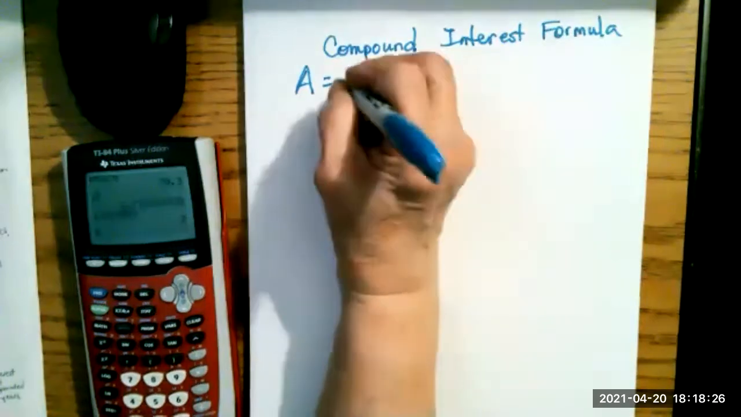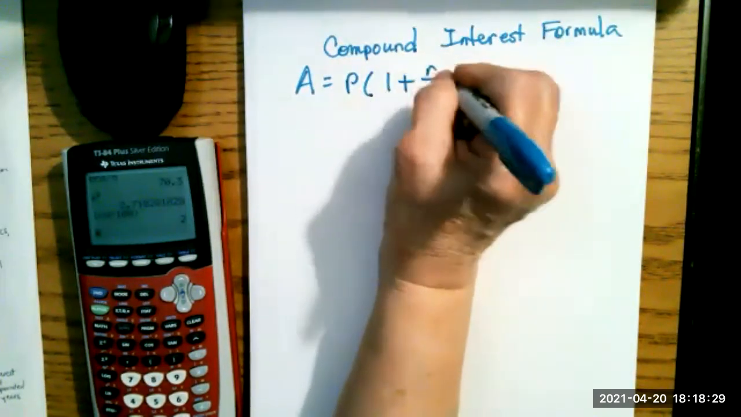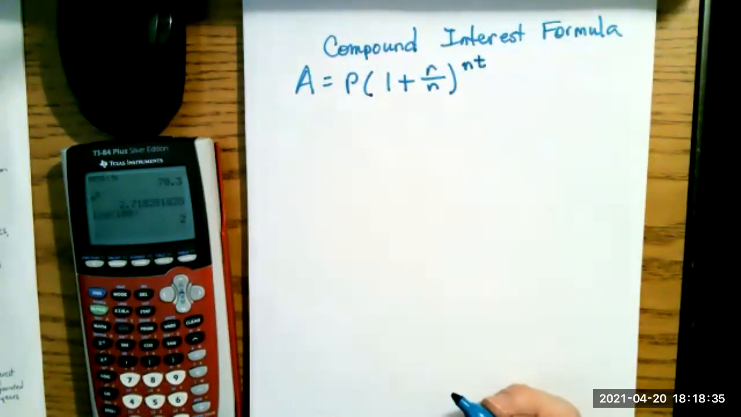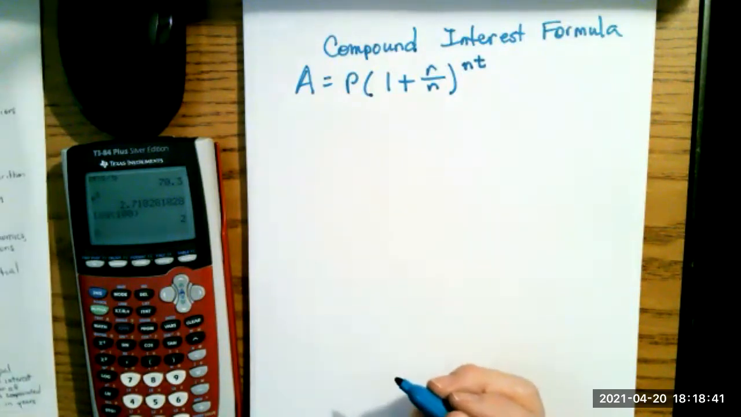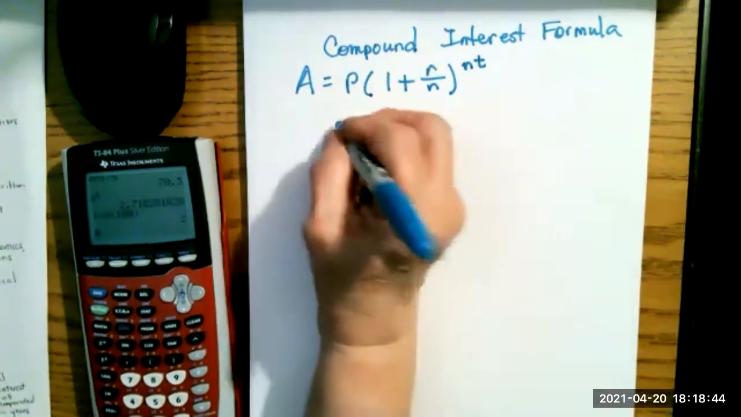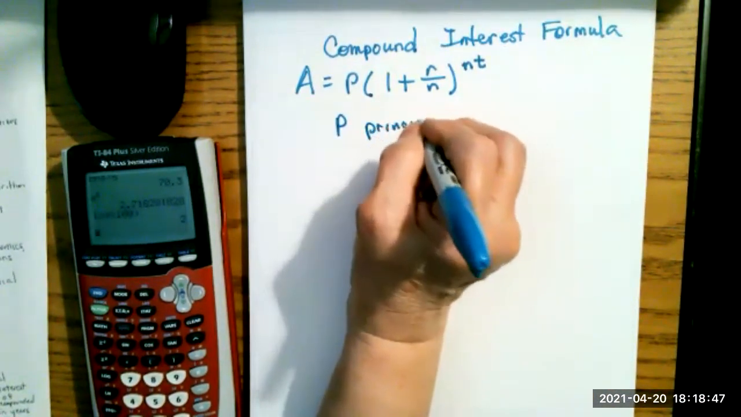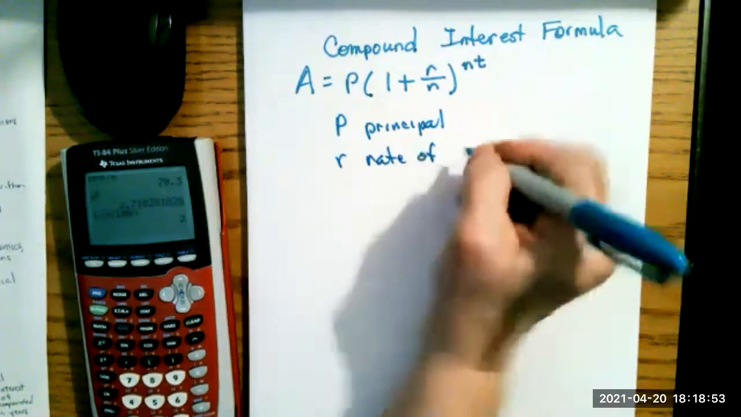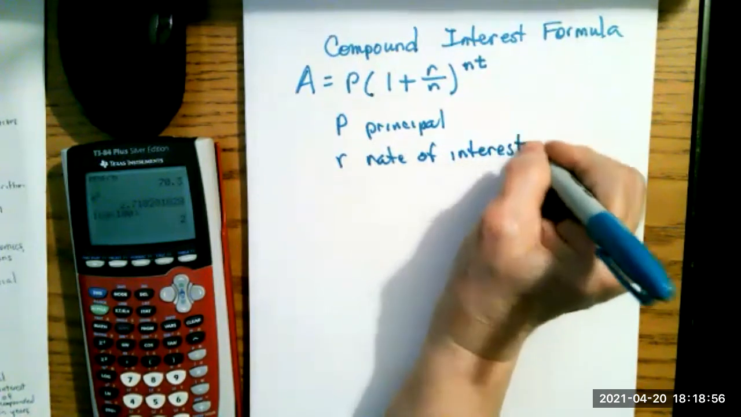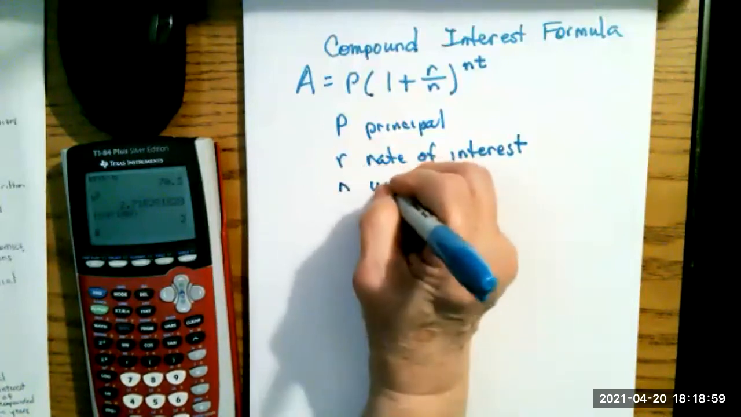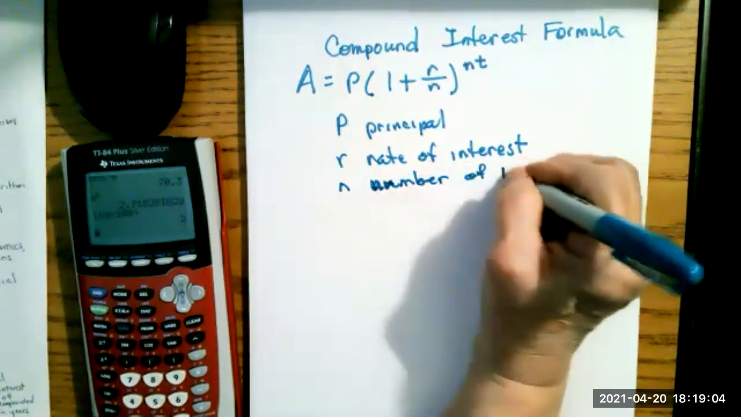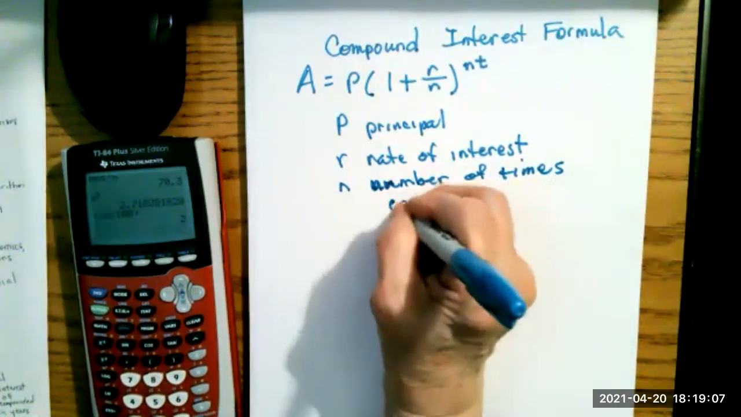And it's A equals P times (1 plus r over n) to the nt. And I'll put this formula on your assignment. It's in the lecture. And I'm going to put out a formula sheet that you can use, and it's on your formula sheet as well. The P stands for the principal. That's how much you start with. The r is the rate of interest. And the n is the number of times compounded.